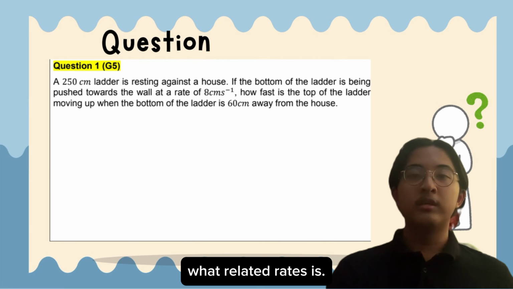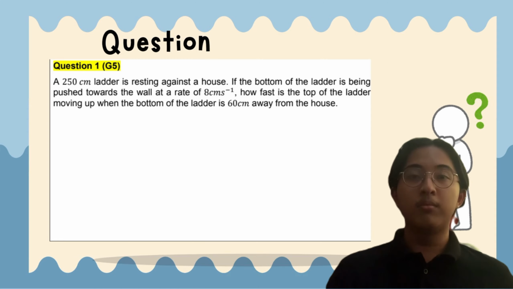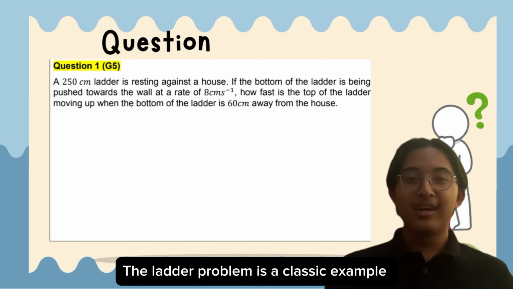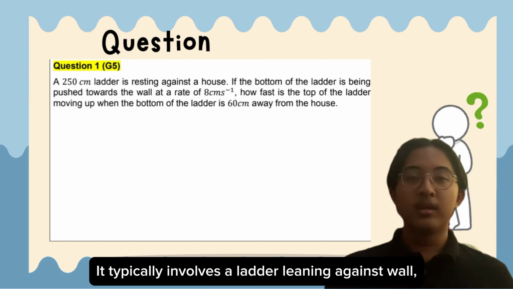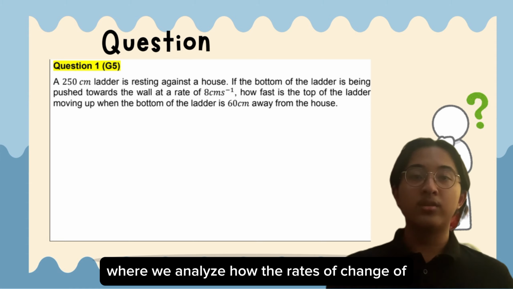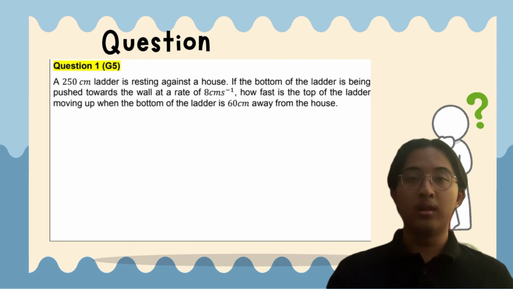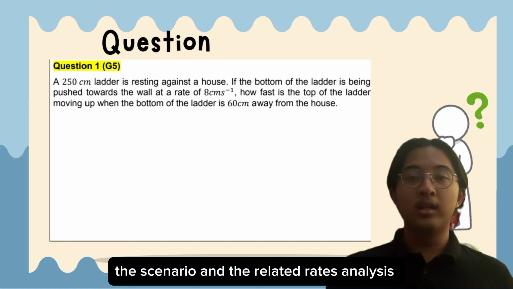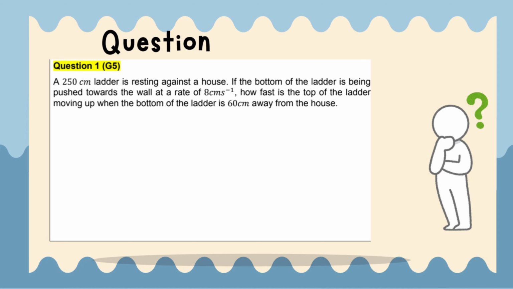Thank you, my friend Sharif, for explaining what related rates is. Today, we are going to present about a ladder problem. So, here is a picture of the problem that we are going to understand and solve. The ladder problem is a classic example of a related rates problem in calculus. It typically involves a ladder leaning against a wall, where we analyze how the rates of change of various distances are related as the ladder slides up or down the wall. When the top of the ladder is pushed up the wall, the scenario and the related rates analysis are slightly different but follow similar principles.